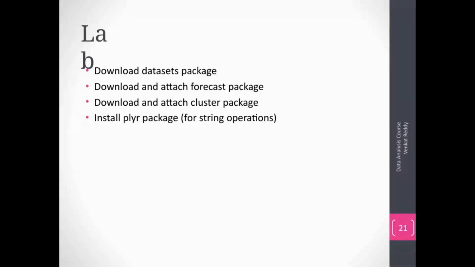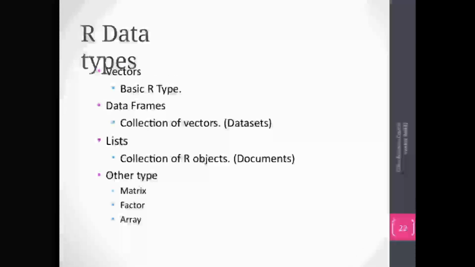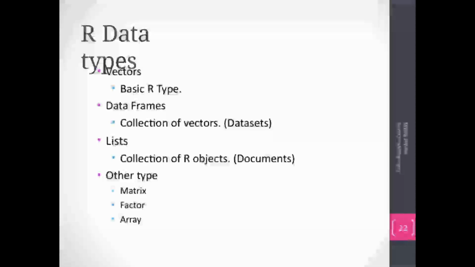Here, we're diving into some fundamental R data types that you'll encounter frequently. Let's start with vectors, which are the basic building blocks in R. Think of vectors as a simple collection of elements of the same type, like numbers or characters. They form the foundation for more complex data structures. Next, we have data frames, which are essentially collections of vectors organized into rows and columns, like a spreadsheet or a table. Data frames are crucial because they allow us to handle datasets with multiple variables.